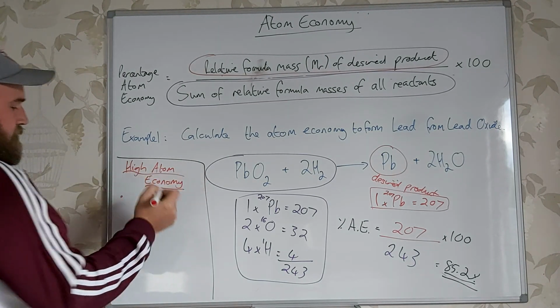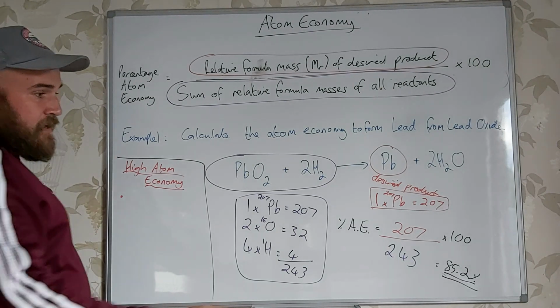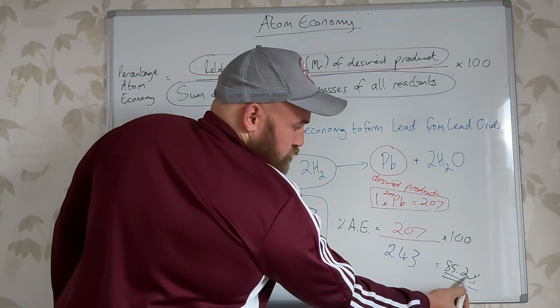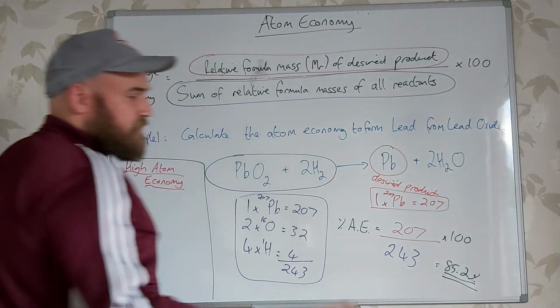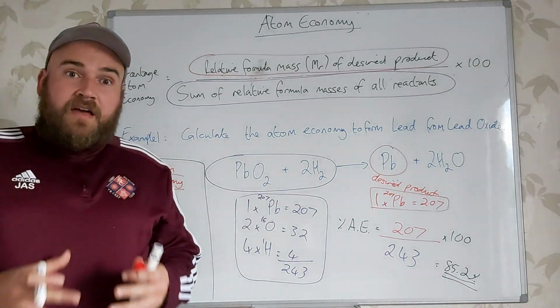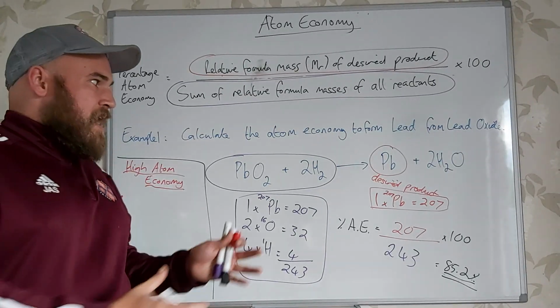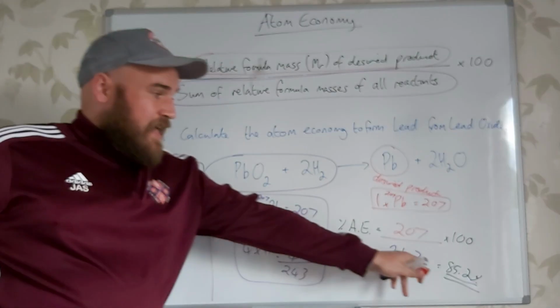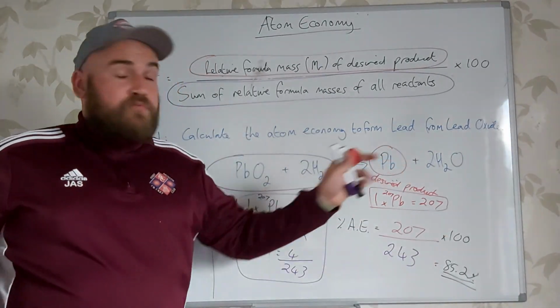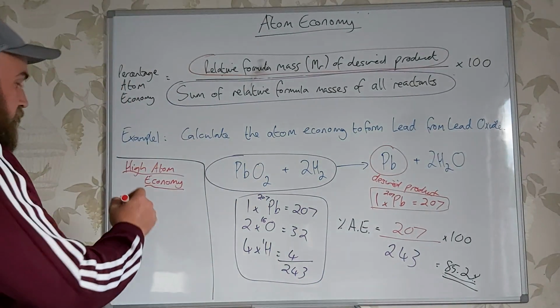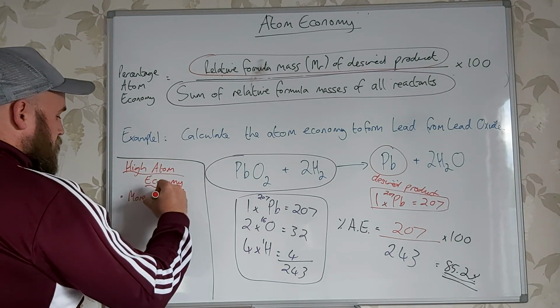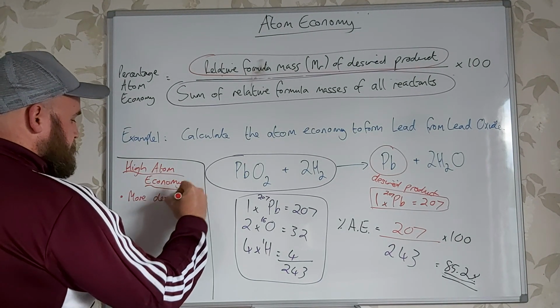Well, the first thing is you get more product. So this tells us that 85.2% of the total mass of reactants we put in ends up in the product we want. So if we had 100 grams of reactant, we'd end up with 85.2 grams of the product that we want. So that's quite useful because it gives us more desired product.